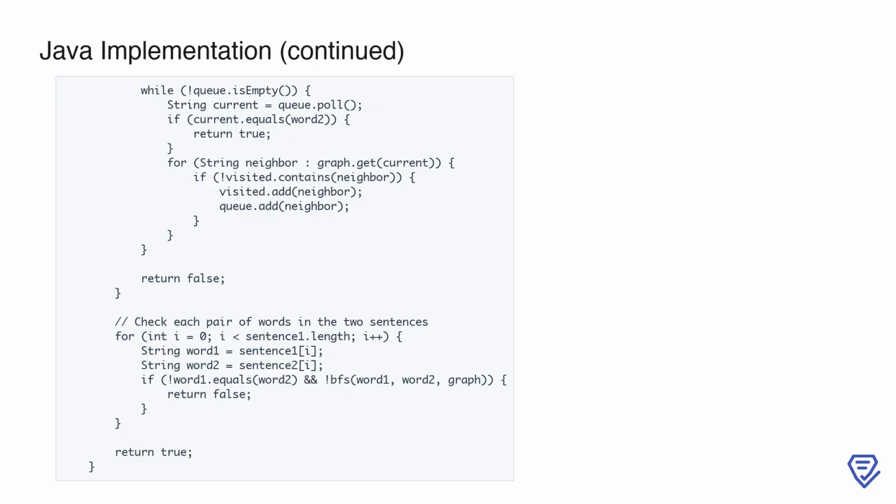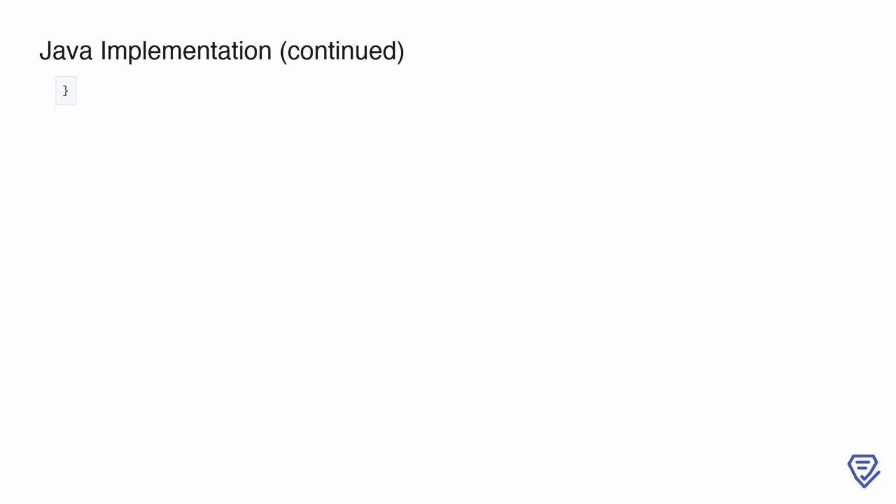After defining the BFS function, we loop through the words in both sentences. For each pair of words at the same index, we check if they are identical. If not, we use the BFS function to check if they are connected in the graph. If neither condition is met, the sentences cannot be similar, so we return false. If we get through all the pairs successfully, we return true, confirming the sentences are similar. Finally, we close the class definition.